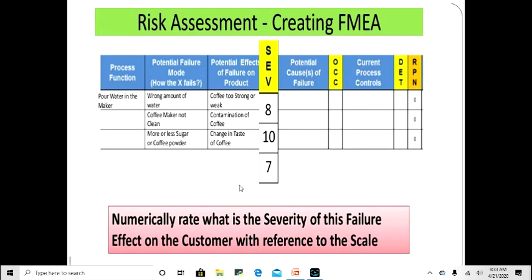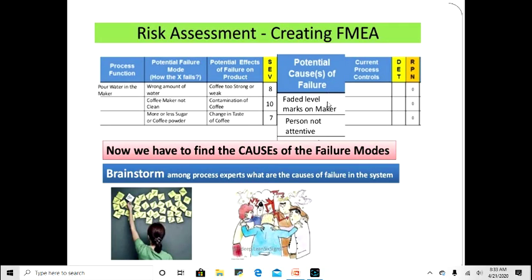Severity is being rated. Now, next is, what are the causes for this failure? Okay, how did they add the wrong amount of water? Maybe there are two reasons for it. Maybe the level marker is not to be seen properly. That is, a faded level marker on the coffee maker. And the person is not attentive. He just poured the water just like that and he is not very keen in looking at the level of the water to be added in the coffee maker.